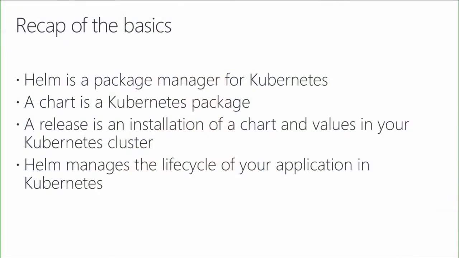So let's recap the basics. Helm is a package manager for Kubernetes. A chart is a Kubernetes package. A release is an installation of a chart and its values in your Kubernetes cluster. And Helm is a little bit more than just a package manager because it also manages the life cycle of your application.